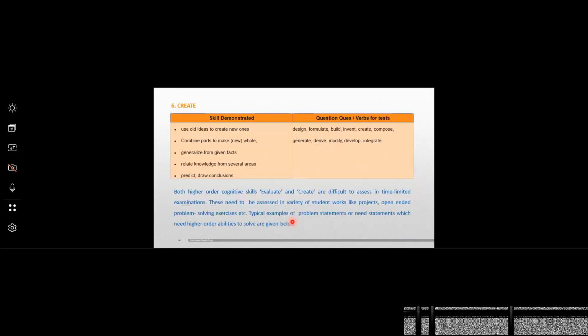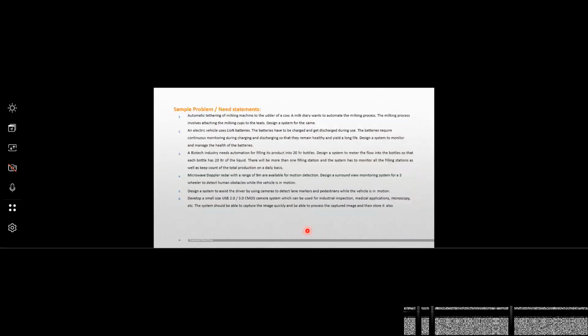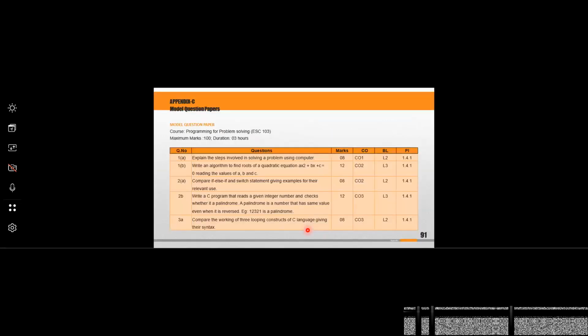It will take only 1 day for one subject to calculate the CO and PO mapping as well as attainment. And the 5th one is evaluate. As I said, evaluate and create are not necessary at this point of time because these are necessary for projects, mini projects, etc. Let's skip this, because as far as NAC is concerned, we should concentrate on only the first 4 Bloom's taxonomy levels. These are the different sample problem and need statements for create. Next slide, please. I'm not going to discuss this create and the previous one.